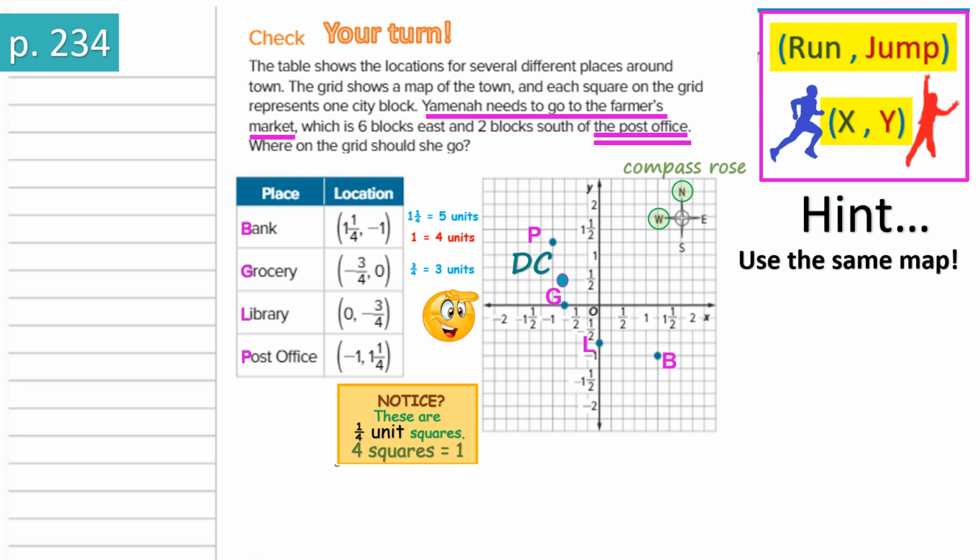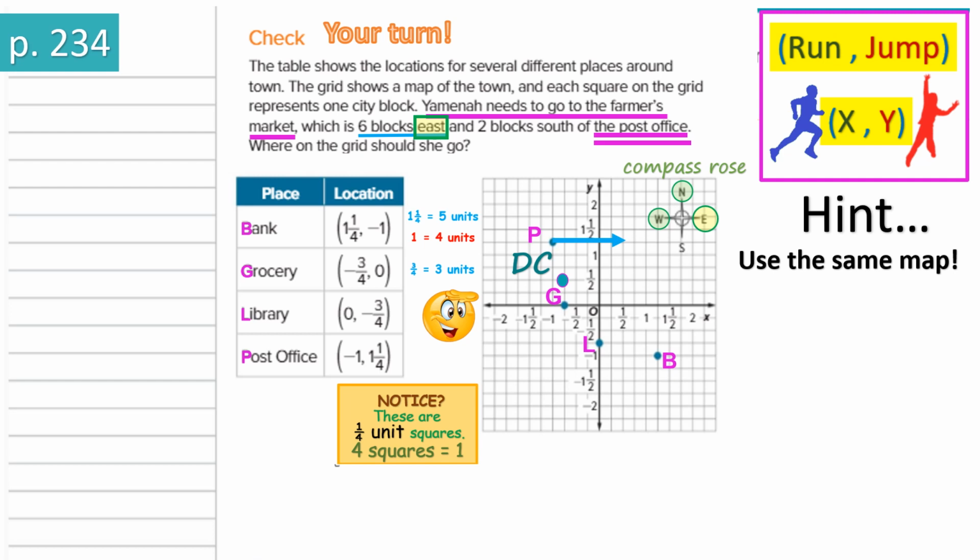So when I'm looking at my compass rose once again, and it's telling me to go east and then south, I need to know where I'm starting, which is the post office. That's quadrant 2, where the P is. And I have to follow those directions. So 6 blocks east of the post office. East, as we can see on our compass rose, is to the right. So I have to go 6 blocks to the east. So that's going to take me there.